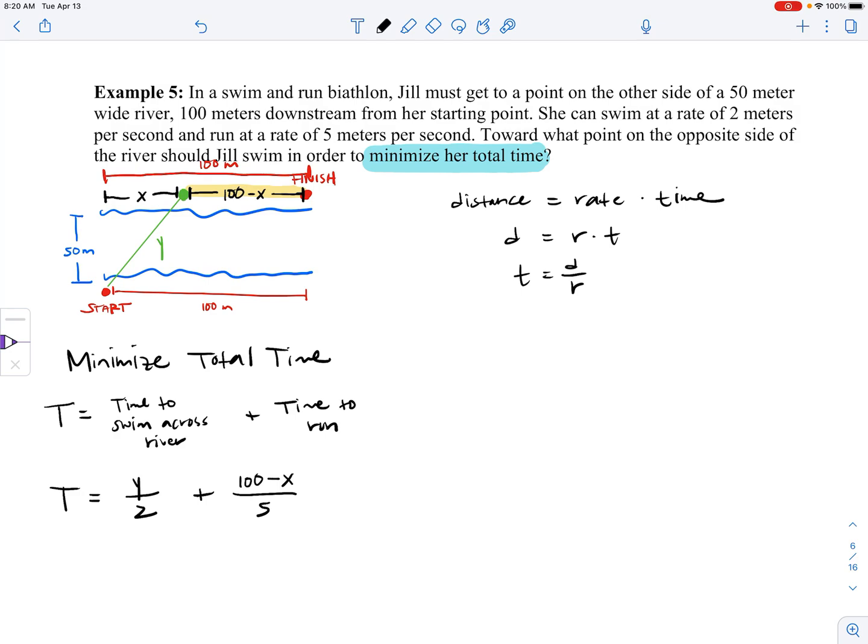Now, our optimization equation has two different variables in it, right? Total time is in terms of x and y. So we are going to need to use a secondary equation. So we need another equation that relates x and y so that we can solve for x or y to replace one or the other.